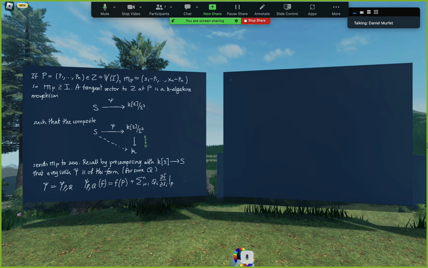Okay, so now let me state the lemma. Lemma: there is a bijection between the set of all K-algebra homomorphisms from S to K[epsilon] mod epsilon squared and the disjoint union over all points of this vector space, which is appearing for the first time.